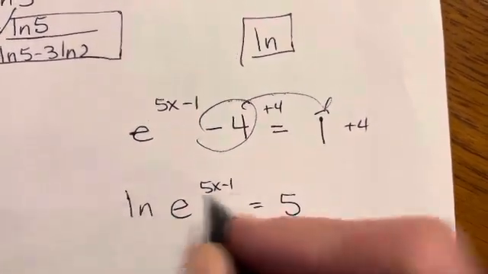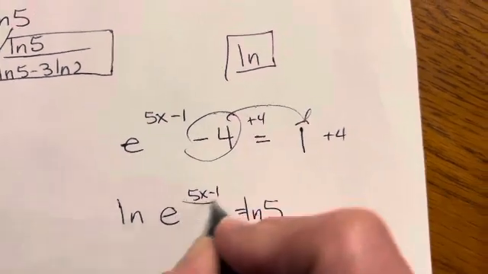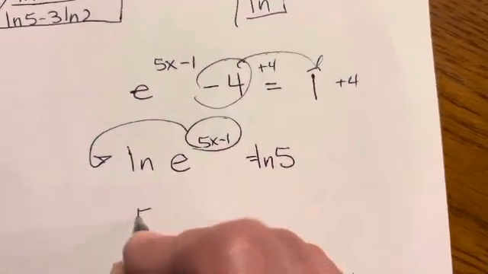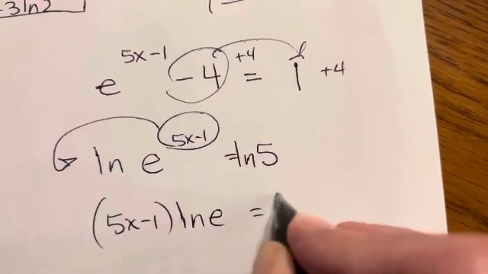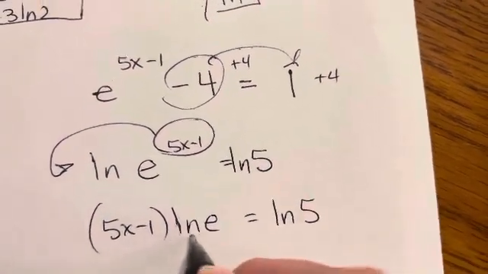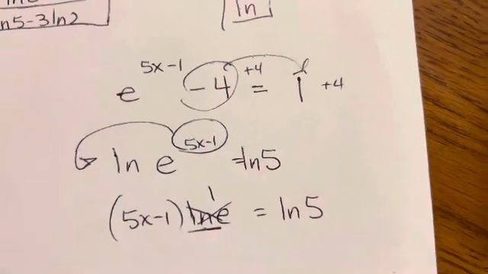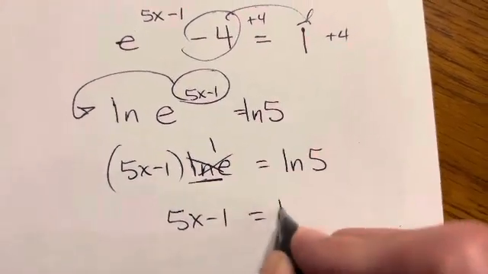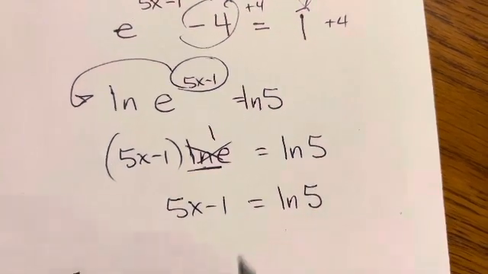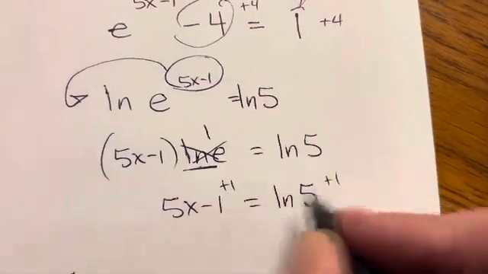Now I'm going to take the natural log of both sides, which brings my exponent to the front. Typically, I wouldn't even write the natural log of e because do you remember what this equals? This equals 1, and I love that. So what I have here is 5x minus 1 equals the natural log of 5. Add 1 to both sides.